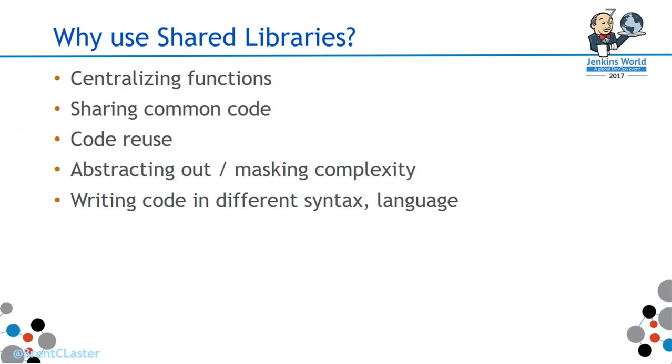So why do we use shared libraries? Some of the obvious reasons here: centralizing functions, sharing common code, code reuse, masking complexity. One of the things about pipelines as code, as probably a lot of you know, is that your pipelines are written and look a lot like a Groovy program. You don't necessarily have to know Groovy to be able to code up a pipeline, but it looks that way, and it can be confusing sometimes to people who aren't as familiar with programming or Groovy, who are more familiar with putting things into the Jenkins web forms, for example. So you could take some of that complexity, some of that stuff you might normally put into the code, and actually put it into a shared library and abstract out some of the complexity.